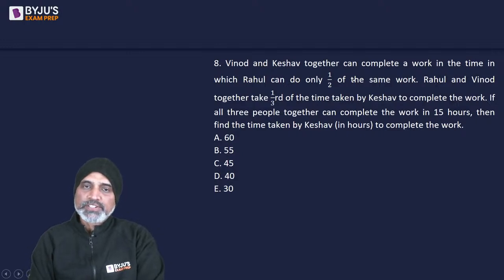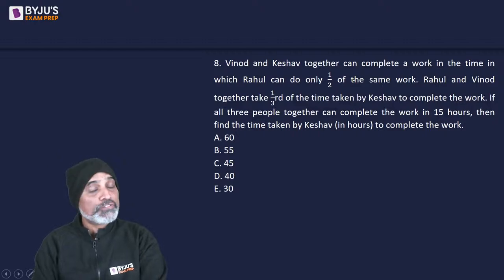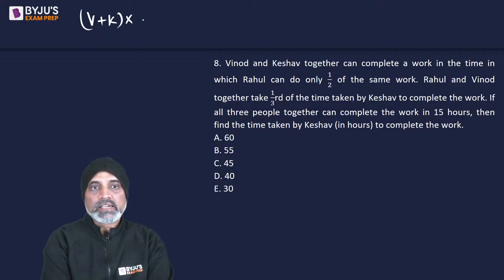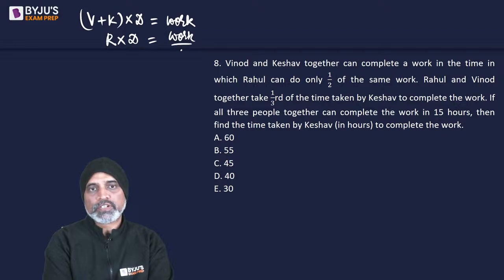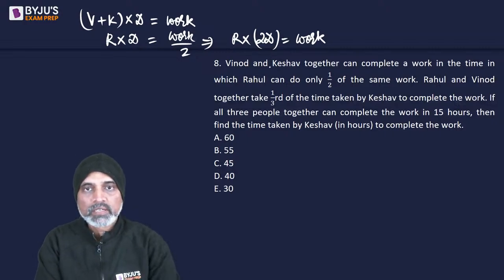Okay. Next, Vinod and Keshav together can complete a work in the time in which Rahul can do only half of the same work. So as per the question, Vinod and Keshav together can complete a certain work in a certain duration. In the same duration, Rahul can only complete half of the work. So that would mean Rahul will take twice the time to finish the same work. Okay, we will remember this 2D. This is D, in case anyone is wondering.